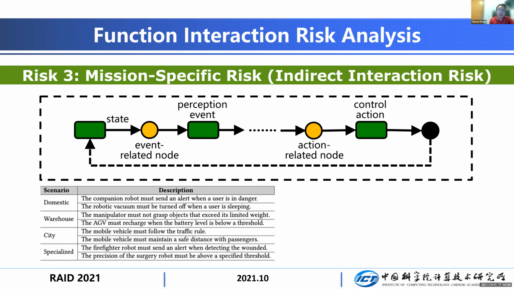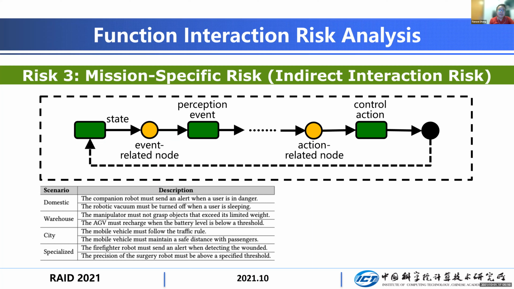As shown in the table in the slide, we consider different types of scenarios, including the domestic, warehouse, city, and specialized. For each scenario, the robot is expected to perform following some descriptions, following some rules. So if either the event-related node or the action-related node is compromised and gives some wrong information, then the robot will make wrong behaviors, which will violate the description of the missions.